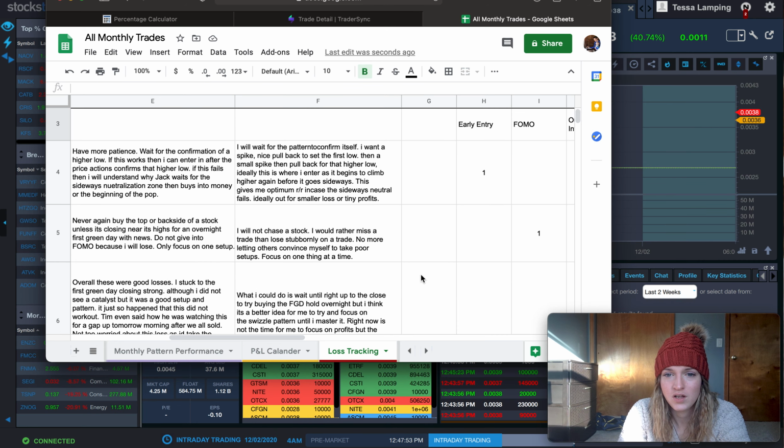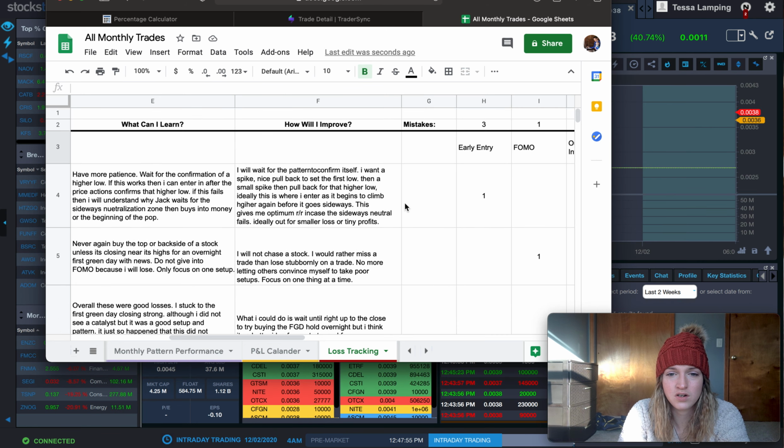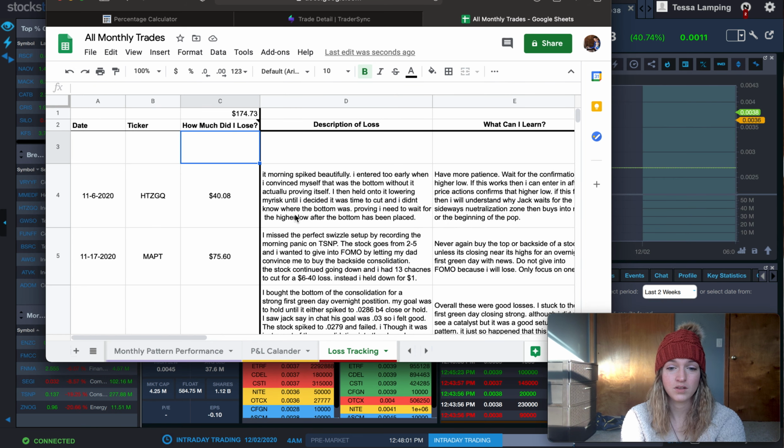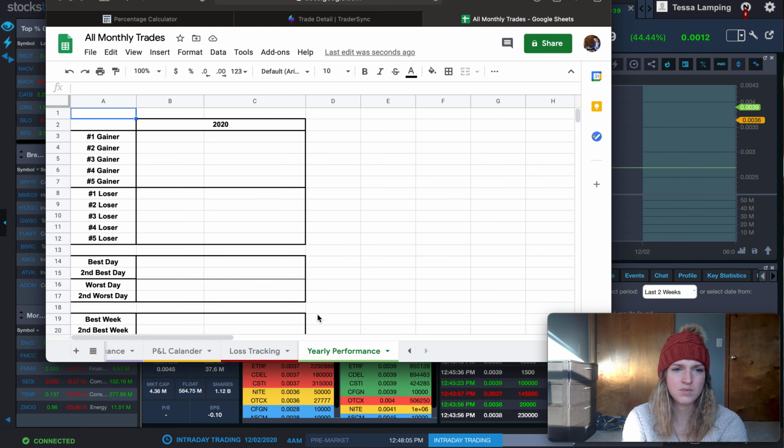And so, just focusing on early entries and waiting for that 2 p.m. confirmation. If I miss it, I miss it. Oh well. And that's how I'm tracking my losses there. And then I haven't done my yearly performance yet. I'll do it at the end of this month. And this yearly performance, I'm just going to track OTCs because that's what I'm going to be focusing on.